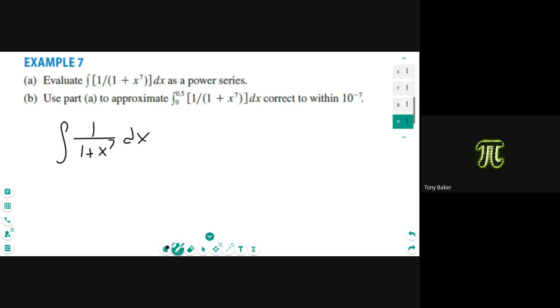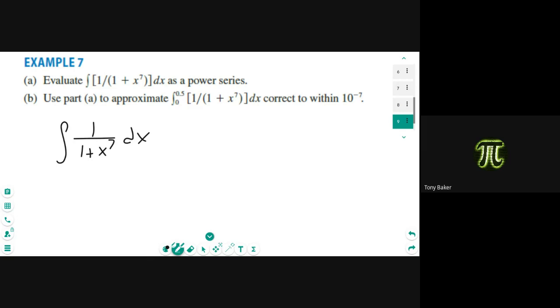Can't do u-substitution. I'd need an x to the 6th dx, but I don't have an x to the 6th. Oh, you're thinking integration by parts, which you can't do either, because integration by parts, first of all, has to be multiplication, not division. Can you use division? Nope.